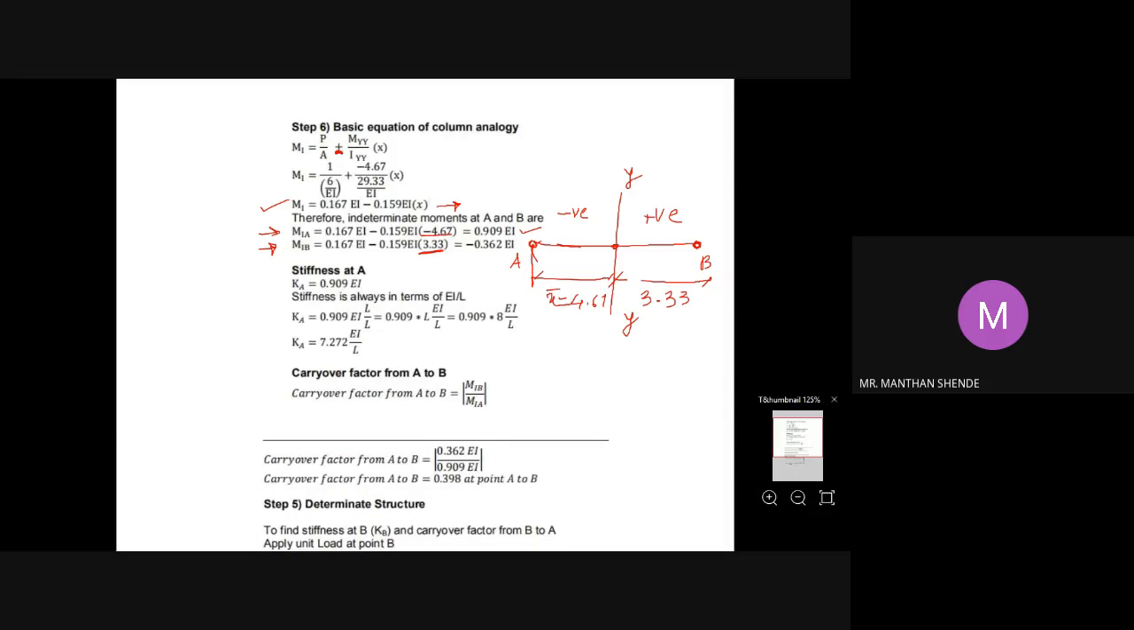Okay, after that, what is your answer? Your answer will be stiffness at A, which is Ka, which is nothing but MIA. Stiffness at A is nothing but the indeterminate moment at A, MIA, which is equal to Ka. So the value of stiffness will be 0.909 EI. So this is the value of stiffness.